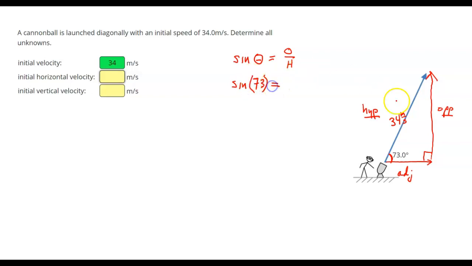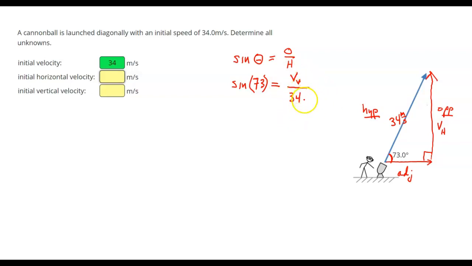The opposite side is what we're trying to figure out. This is the velocity in the vertical direction. We use v for velocity, with a little v underneath as an indication that this is the velocity in the vertical direction. So this side of the triangle represents the velocity in the upward direction, over the hypotenuse, and the hypotenuse is the velocity coming out of the cannon. So it's 34 meters per second.